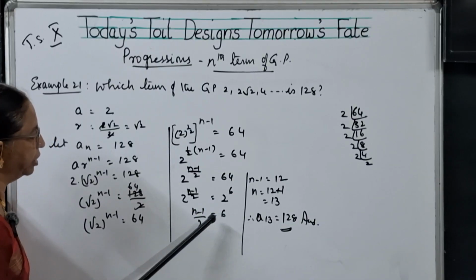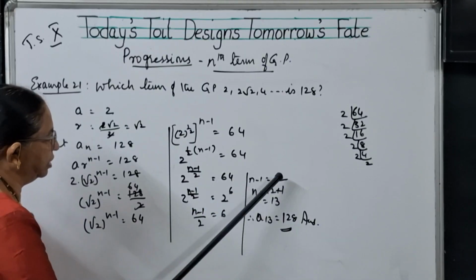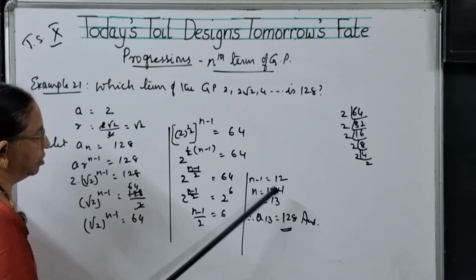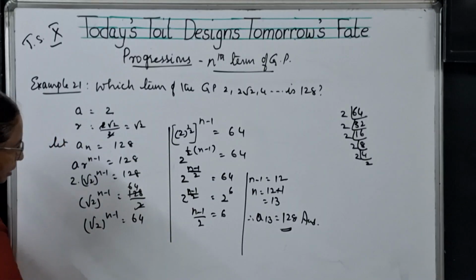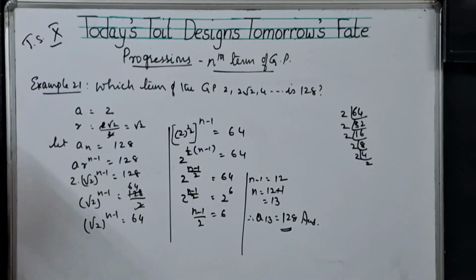So (n minus 1) by 2 is equal to 6. n minus 1 is 12. n is equal to 12 plus 1, that is 13. So the 13th term is 128 for the given GP. Please note it down, children.